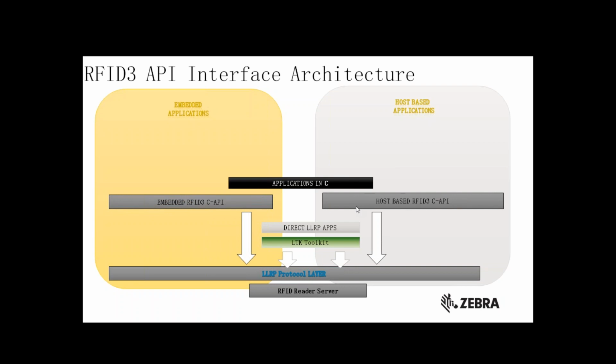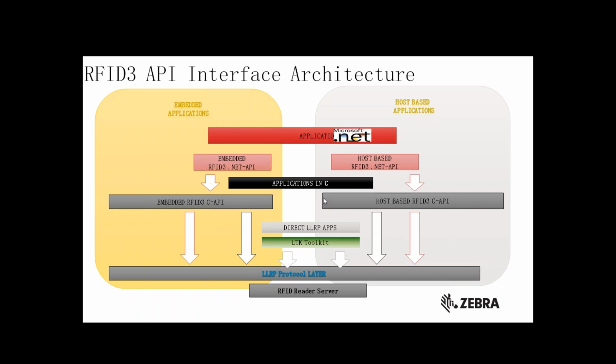Now, what Zebra also provides is that you can use the RFID API, which will essentially go to the LLRP protocol and then go straight into the RFID server. This is if you were to write applications in C. If you were looking to create an application in .NET, we also provide .NET APIs, and it will work exactly the same way: the RFID3 API would talk to the LLRP protocol, and that would essentially go talk into the RFID server.